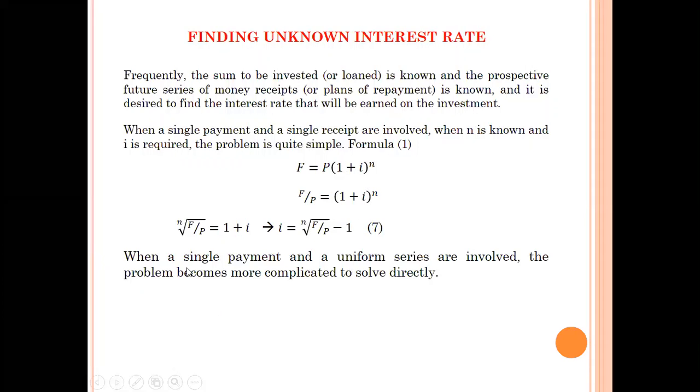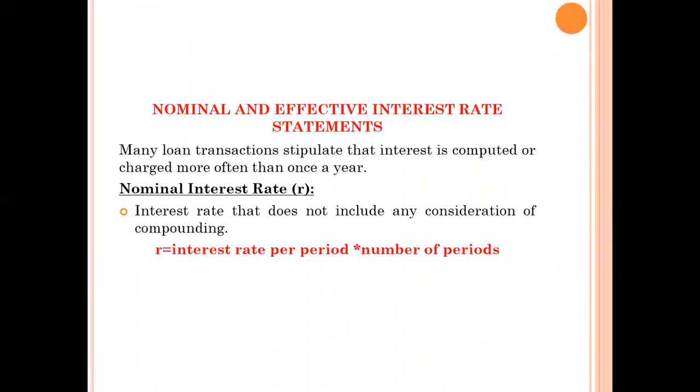But this is for the single payment case. Of course, if you also have a uniform series, let's say the P over A relationship, F over A relationship, again we have certain formulas and we can obtain I from there, right? We can solve them. But if there are some non-uniform series involved or other parameters involved in the question, then the problem becomes more complicated to solve directly, okay?